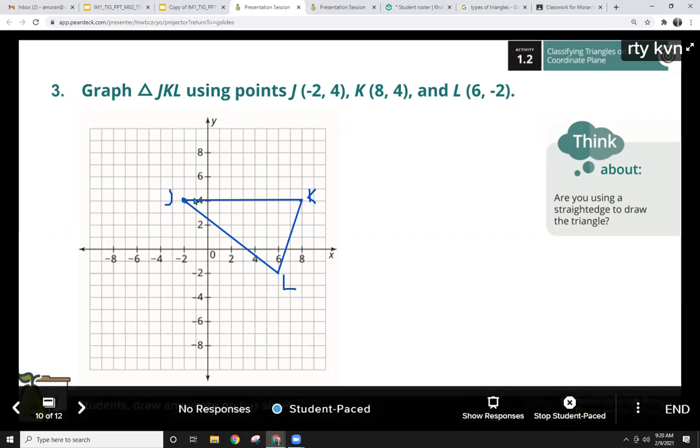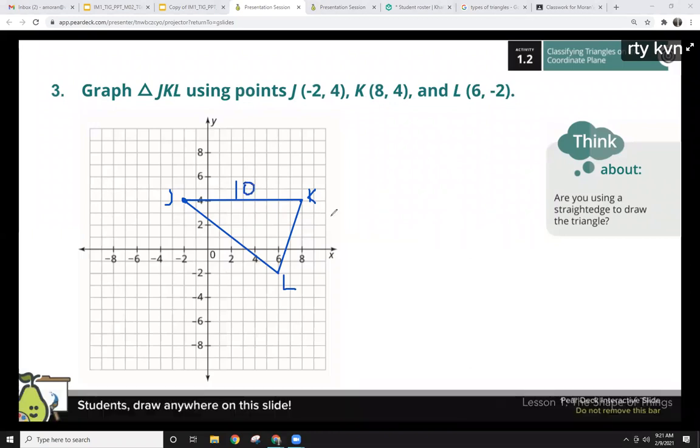So if you just count 1, 2, 3, 4, 5, 6, 7, 8, 9, 10, you can also use the number line. If you look at the number line over here on the bottom, you're going from -2 all the way to 8. So from -2 to 0, that's 2, plus another 8, that gives you 10. So this is going to be 10 units. Okay, and let's find out from J to L, how much would that be? Well, to do that, what you want to do is draw another triangle.